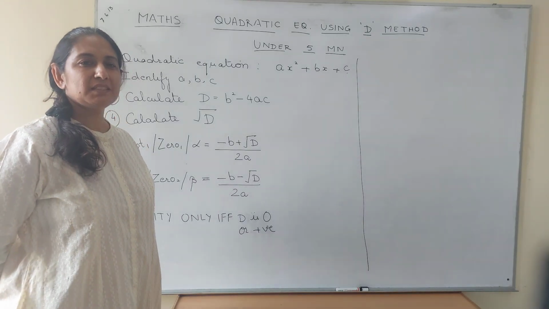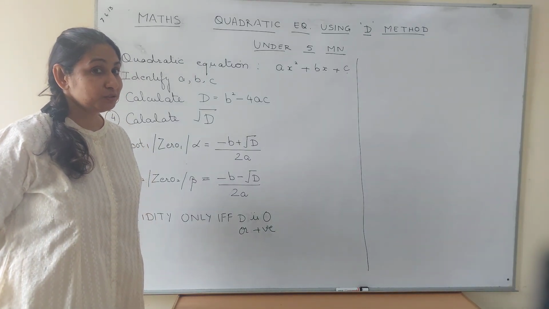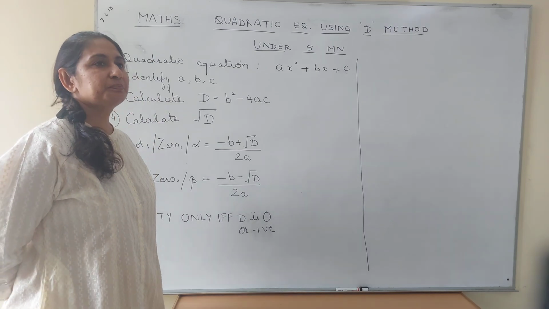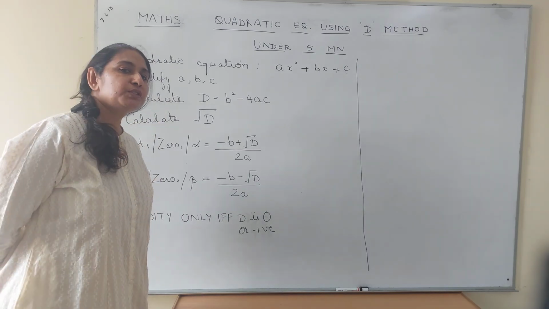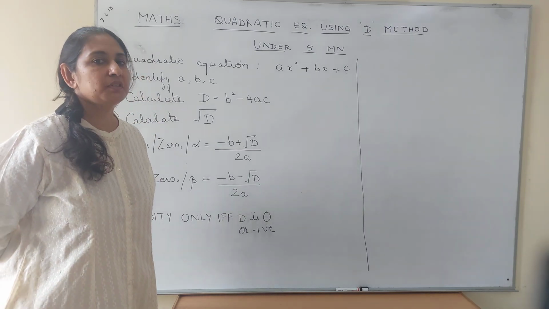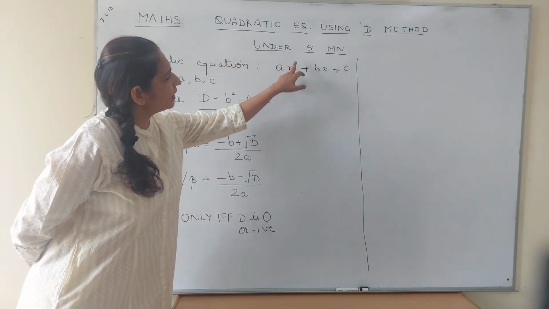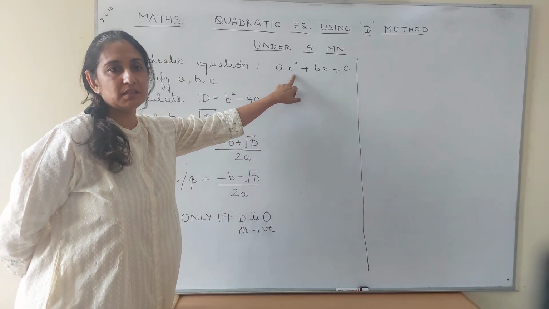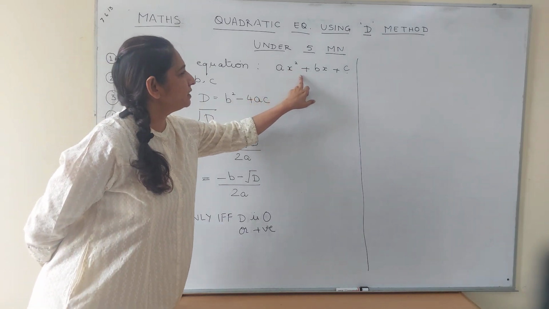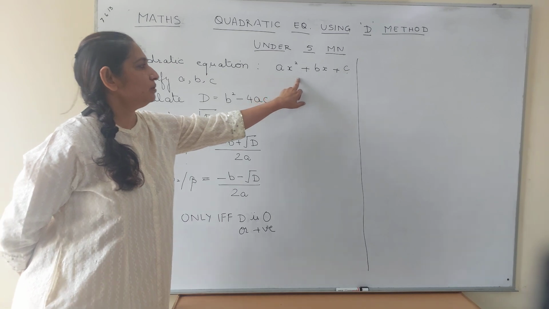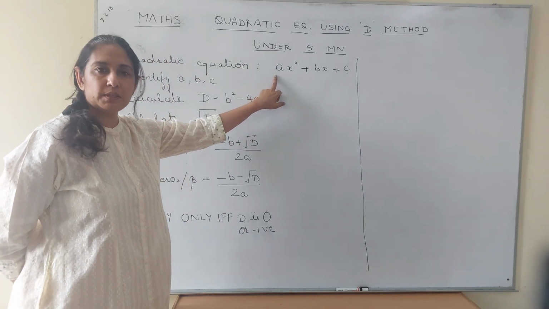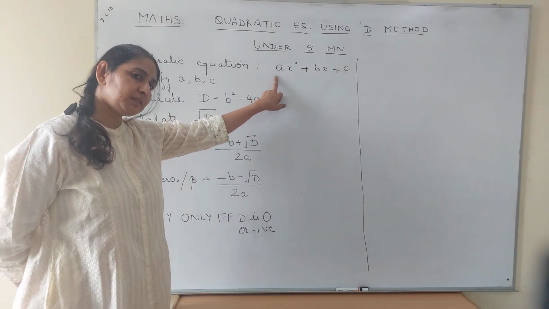Topic under 5 minutes. Maths. Solving quadratic equations. Solving quadratic equations means finding the value of x. A quadratic equation means that the highest power of x is 2. A typical quadratic equation is written in the form ax² + bx + c.